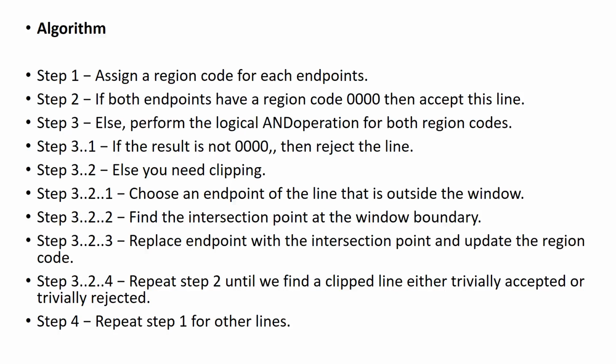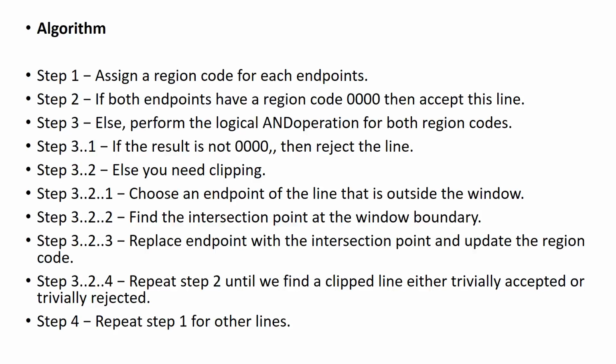The second step is: if both endpoints have a region code of 4 zeros, meaning the left, bottom, right, and top bits are all 0, then accept the line. If both endpoints have region codes 0000, then accept that line.